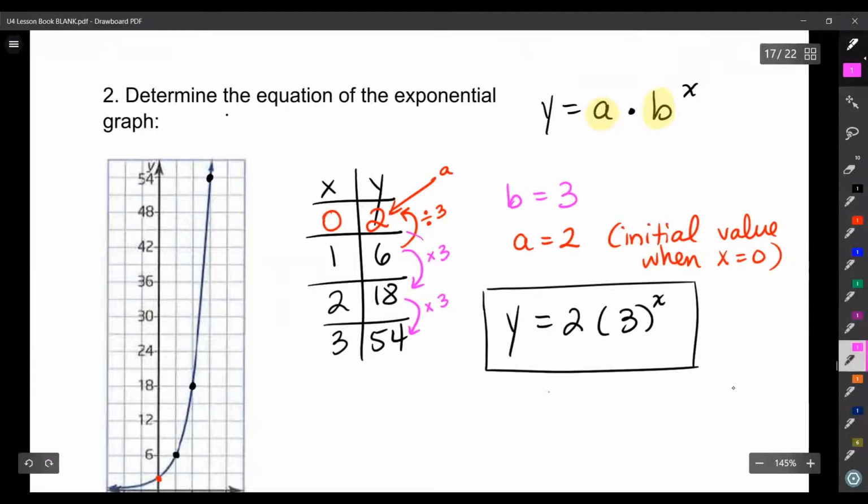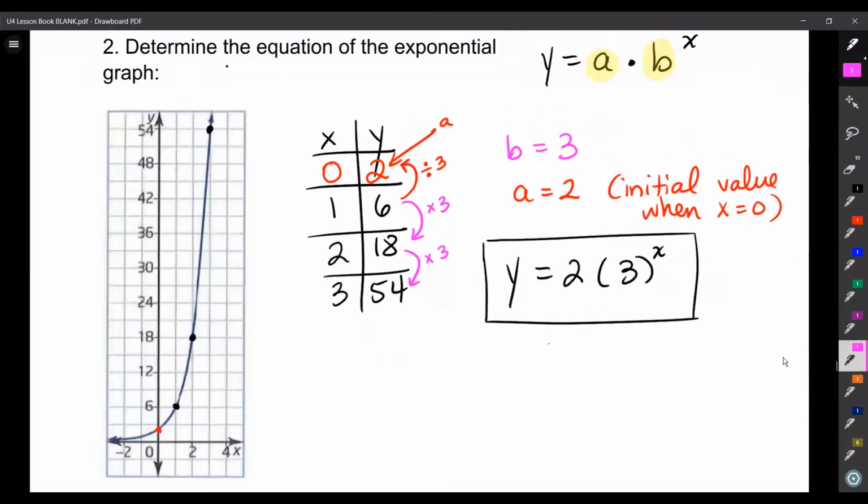Okay, so figure out what your multiple is to get from one y to the next y, and then figure out what that y-intercept is. That's going to be your a value. Any questions before I move forward?